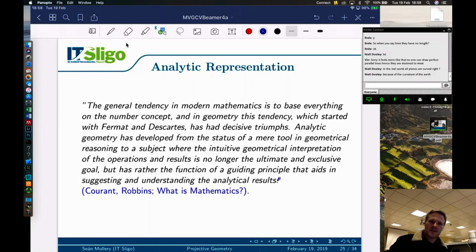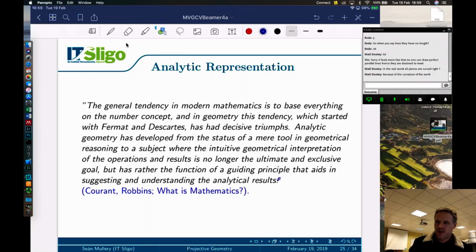So the general tendency in modern mathematics is to base everything on the number concept. And in geometry, this tendency, which started with Fermat and Descartes, has decisive triumphs. Analytic geometry has developed from the status of a mere tool in geometrical reasoning to a subject where the intuitive geometrical interpretation of the operations and results is no longer the ultimate and exclusive goal, but has rather the function of a guiding principle that aids in suggesting and understanding the analytical results.